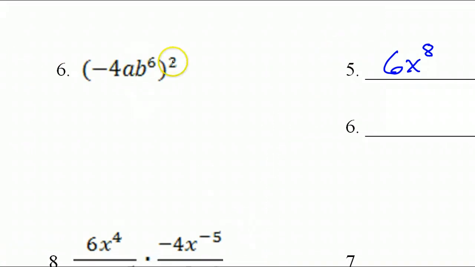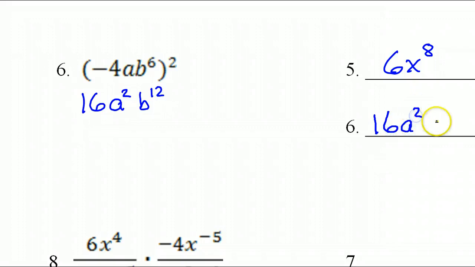Alright, number 6. All of this is being squared, so I'm going to square everything. That means I'm going to have negative 4 squared, which is positive 16. And then I will have a squared, and I'll have b to the 12th power. I hope nobody put a 36. When you have a power to a power like this, you multiply. Well, that's it for that problem. 16 a squared b to the 12th.